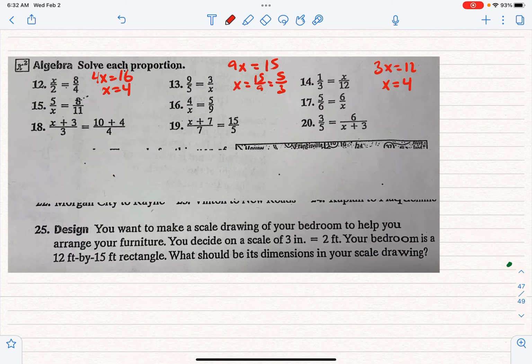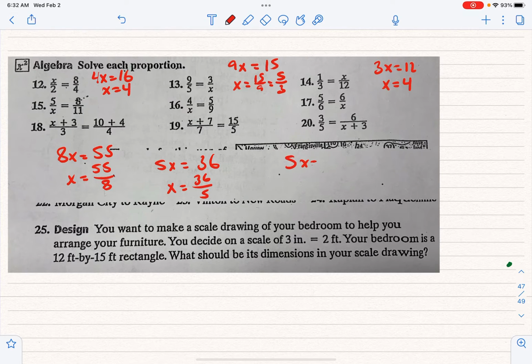Number 15, I'm going to kind of write a little bit down here. Number 15 is 8x is equal to 55, so therefore x is equal to 55 eighths. Number 16, 5x is equal to 36, so therefore x is equal to 36 over 5. And number 17, 5x is equal to 36, so x is equal to 36 over 5. And both of those could reduce. You can say that's the same thing as 7.2. But I'm sorry, they don't reduce. They simplify to a decimal if you want them to.